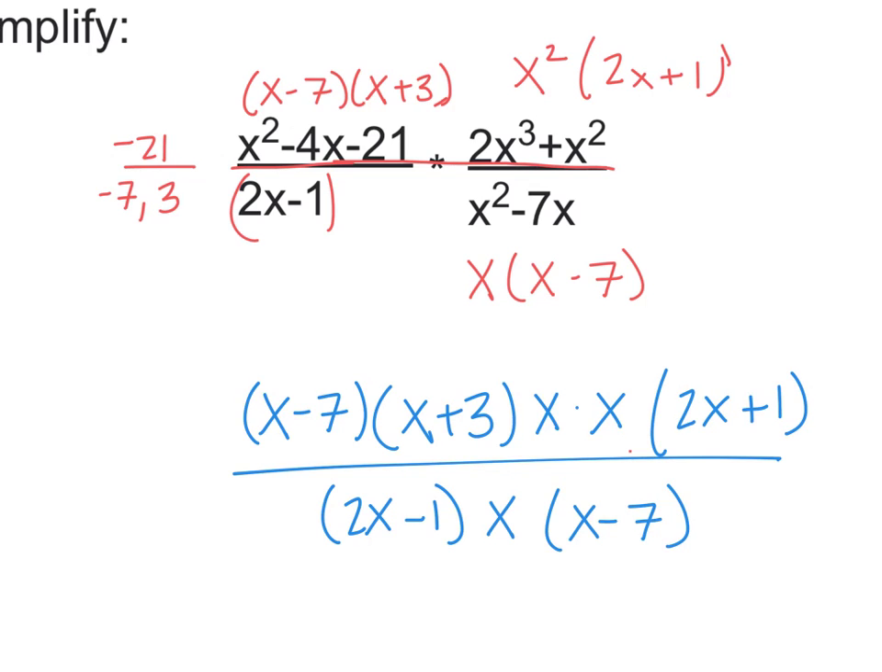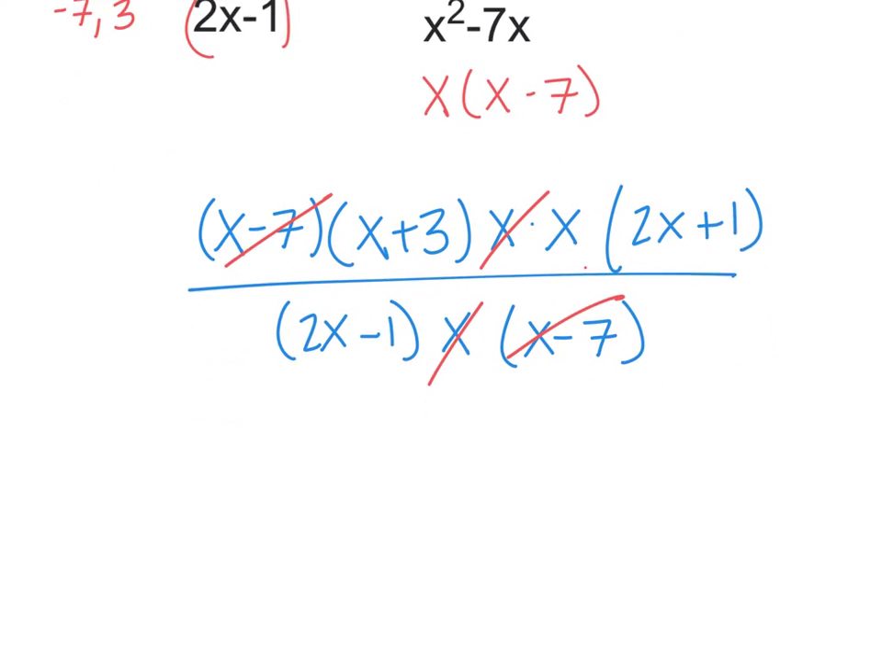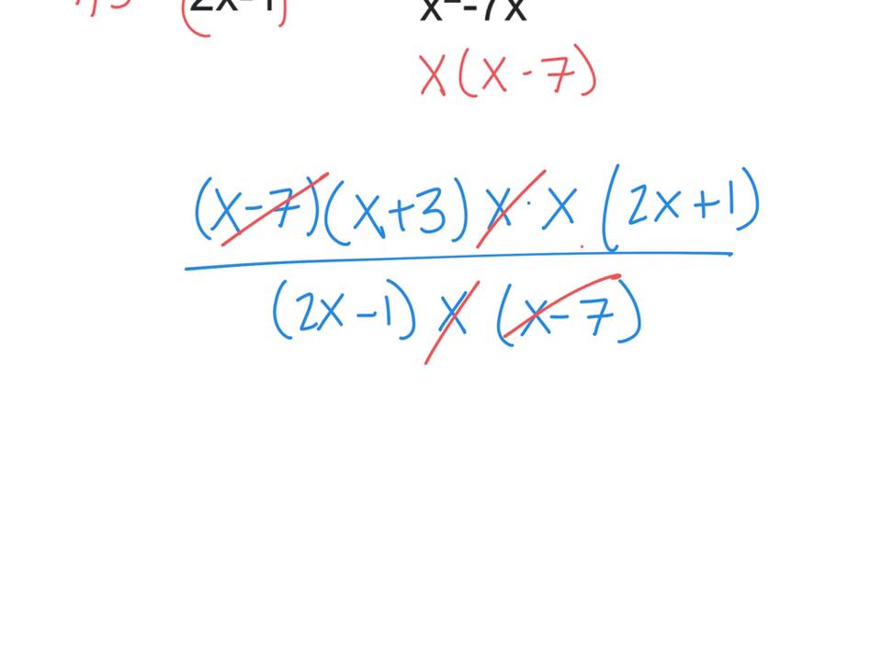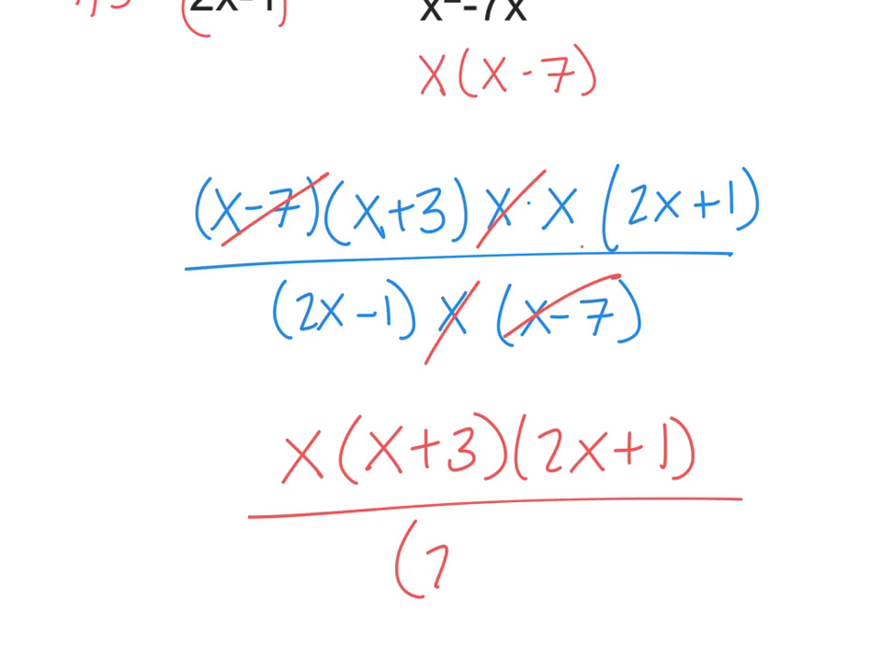So let's cross things out. Minus 7, we have an x, we have an x. Now these two don't cancel. The 2x minus 1, 2x plus 1, because it's a minus and plus. So we leave it as x times x plus 3, 2x plus 1, all over 2x minus 1. Alright, so there's my answer.